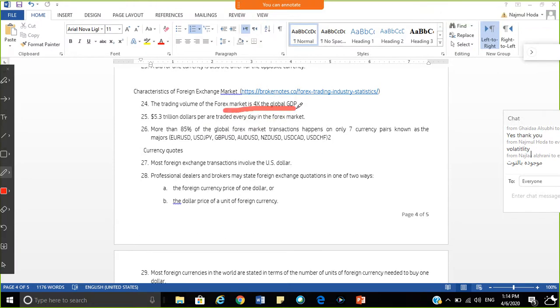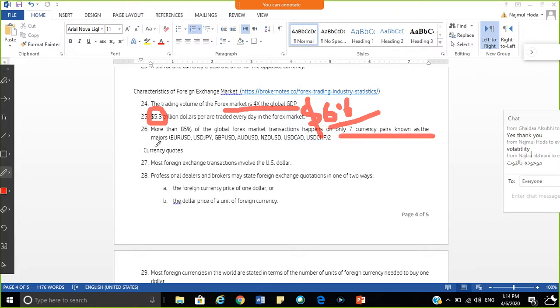The market is very big, it is 4 times the global GDP. We just saw that it is not 5.3, but now as of April 2019 it was $6.6 trillion. Okay, a very important point is regarding the transactions.